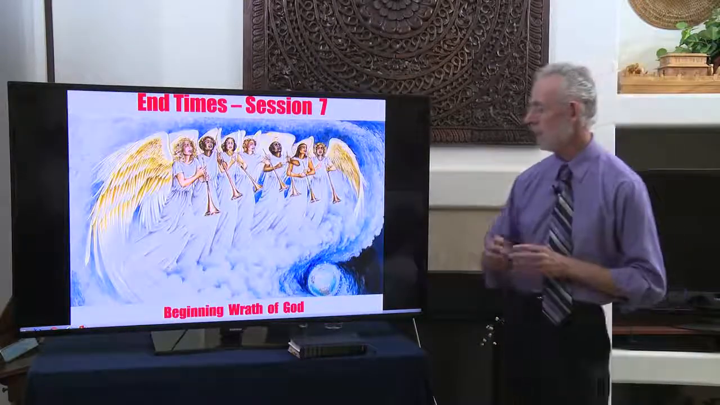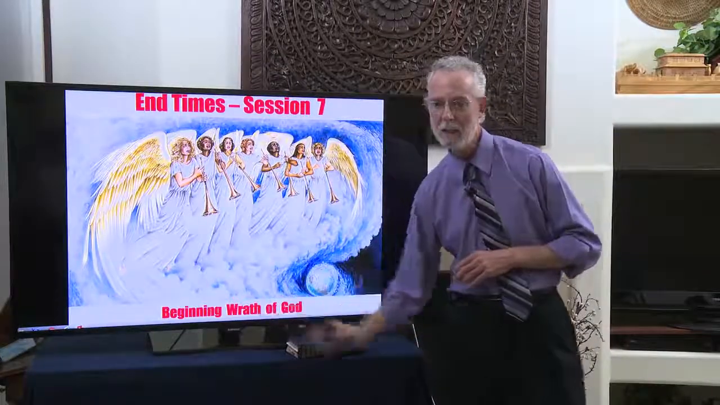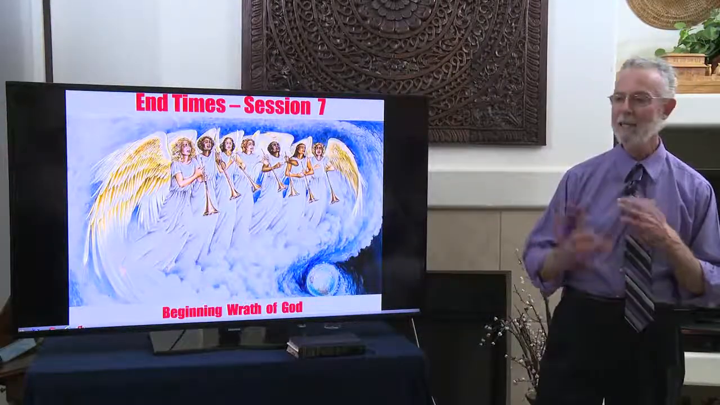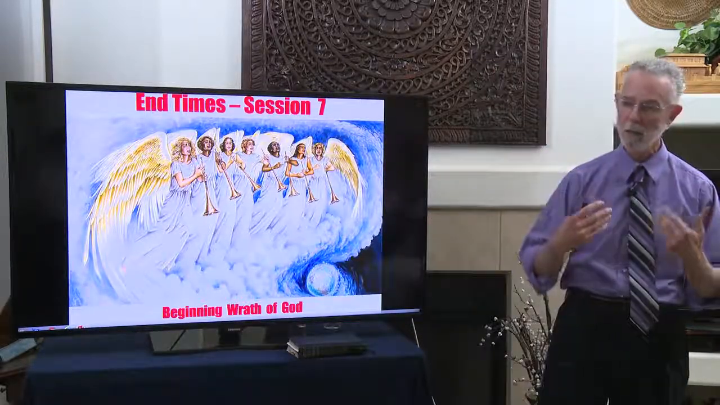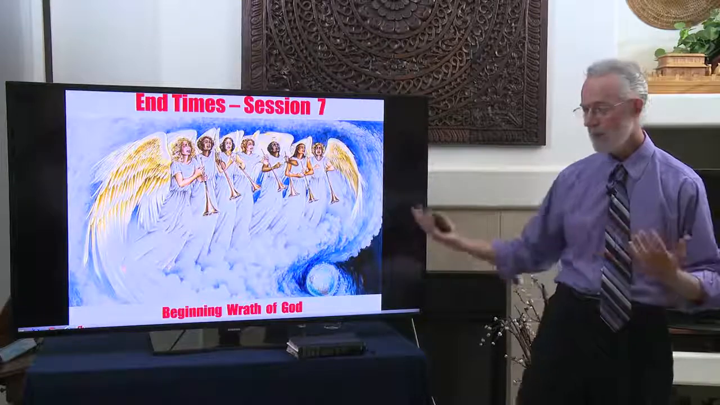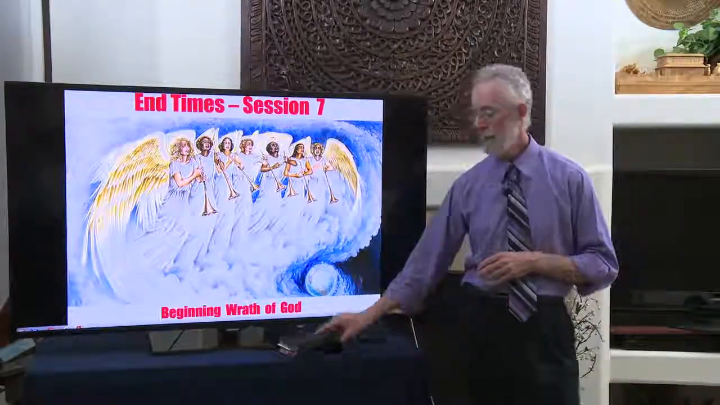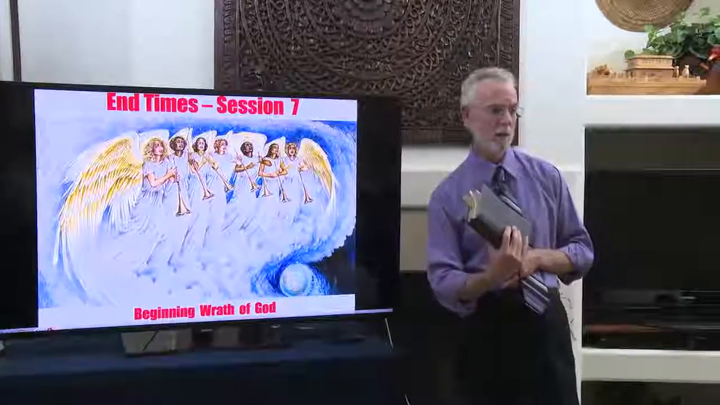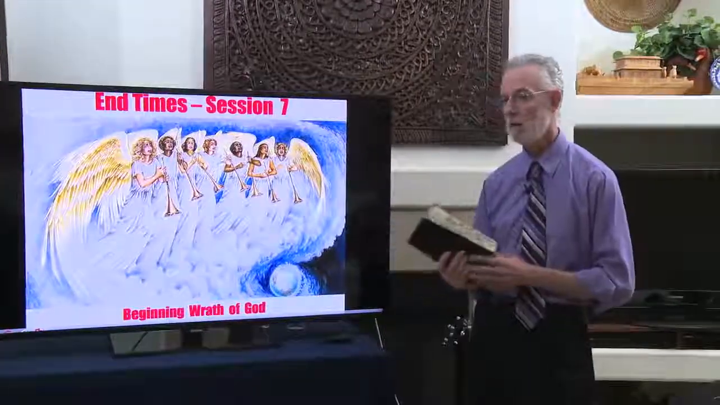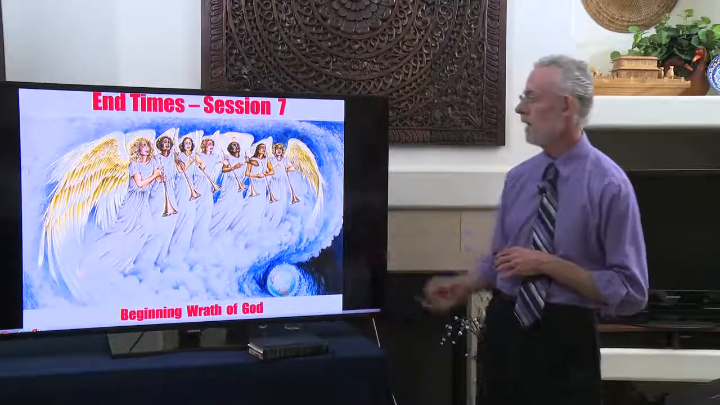All right, where are we going next week? Next week, we're going to be in session 7, and we're going to start to look at the beginning wrath of God. We're going to start getting into the details of what God said he's going to do when he literally does start to pour out his wrath. It's not pleasant to look at those passages, but God lays it out for us in pretty graphic detail what he's going to do as he burns up this earth. And I'm going to walk you through that, what God says he's going to do in the trumpet and bowl judgments, okay? So that's where we're headed next week.